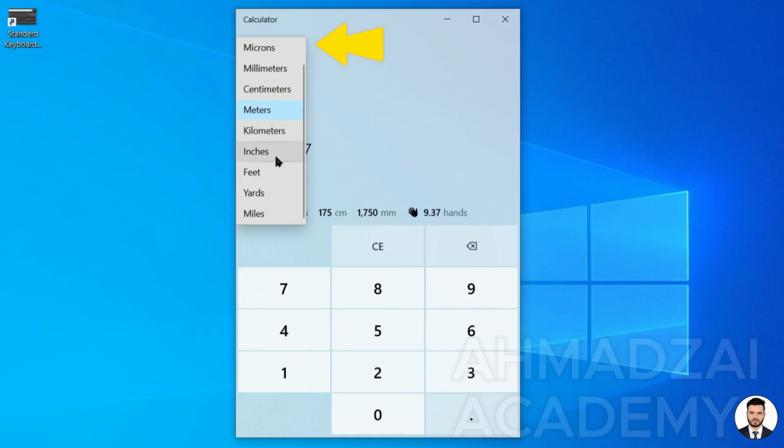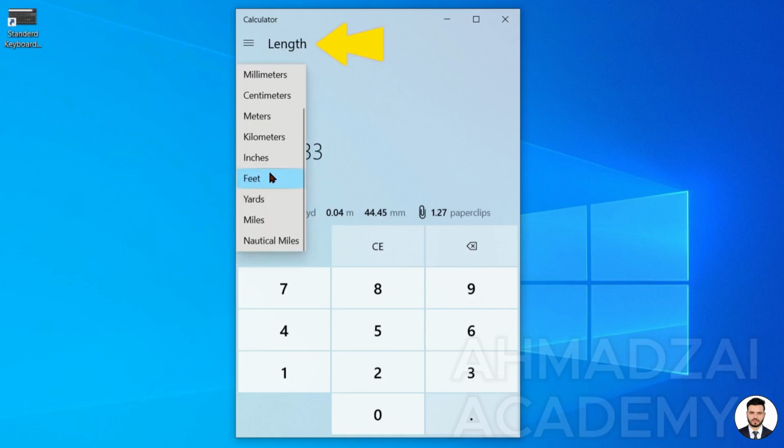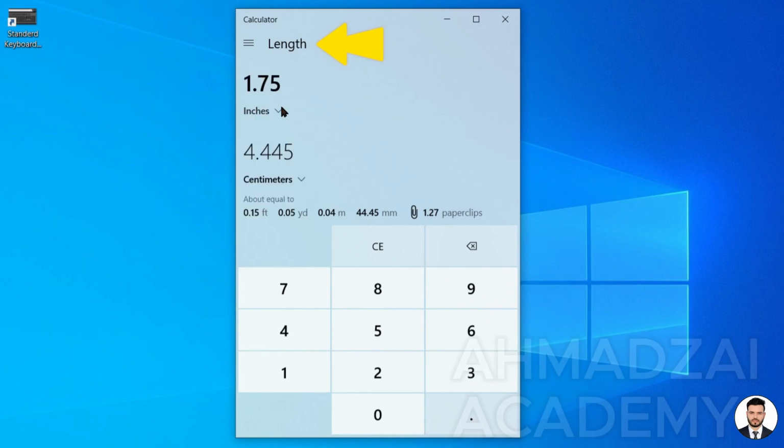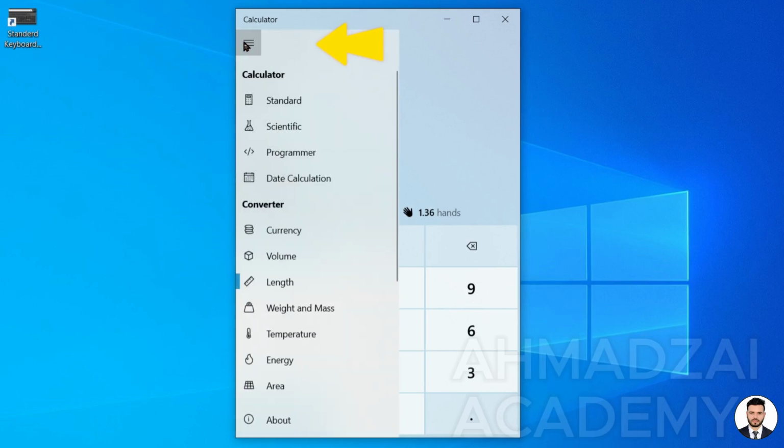Kilometers, inches. Let's say, convert inches to centimeters. For example, let's ask it how many centimeters are in 10 inches. It comes out to 25.4 centimeters. So it converts it. The converter does the job really well. It makes our work much easier.